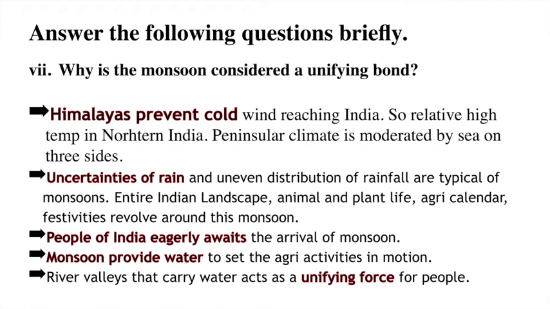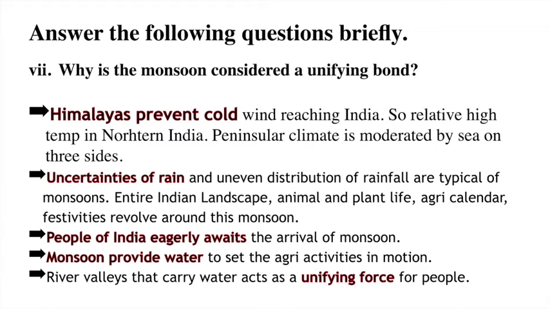Next parameter that characterizes monsoon in India is uncertainties in the receipt of rainfall across India. Its distribution is spatially uneven. Western Ghats and northeastern states receive a copious lot of rainfall, whereas northwestern states and Jammu and Kashmir receive less rainfall. Moreover, the entire Indian landscape, animal and plant life, agricultural operations, and festivals revolve only around this monsoon season.